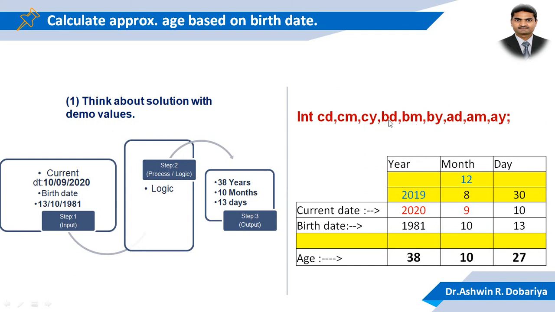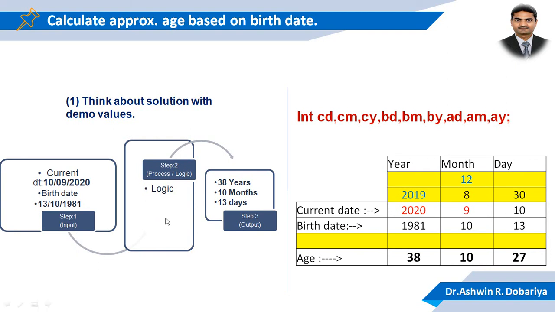So BD, BM, BY. We require a total of 6 variables for inputs, and then we want to display our output, which is to calculate the age in years, months and days. So age in days, age in months and age in years. So in total 9 variables we require to write this program. This is the first thing you have to understand: how many variables we require to write this program.